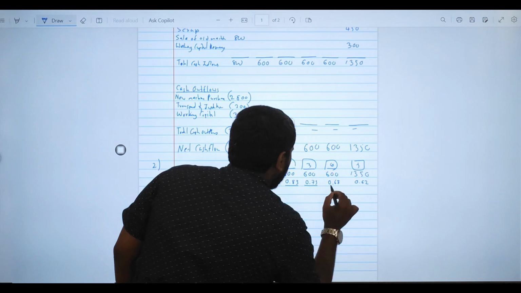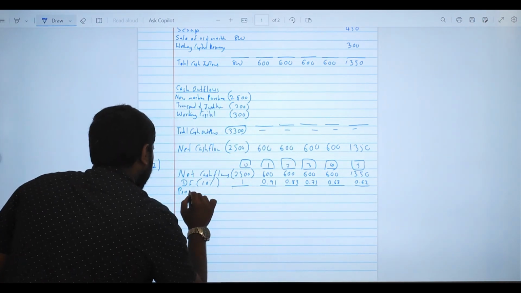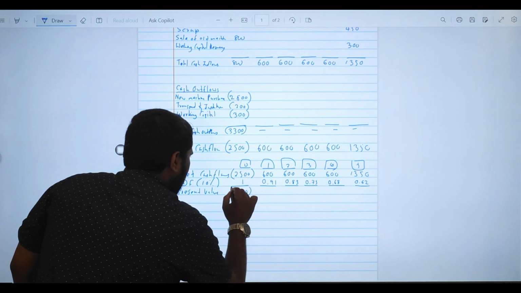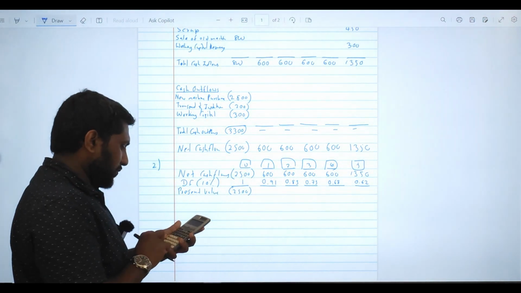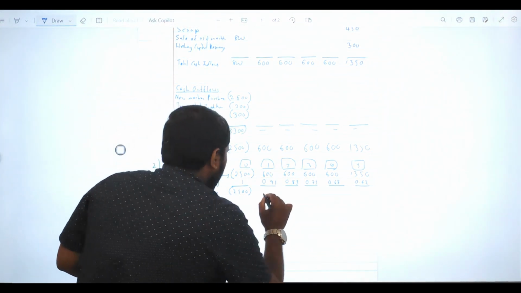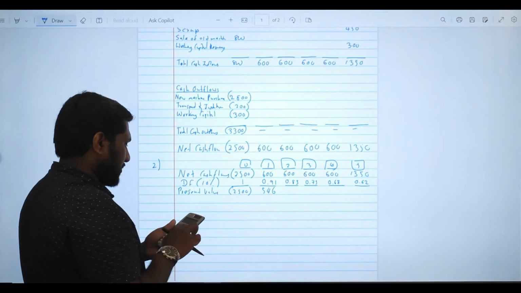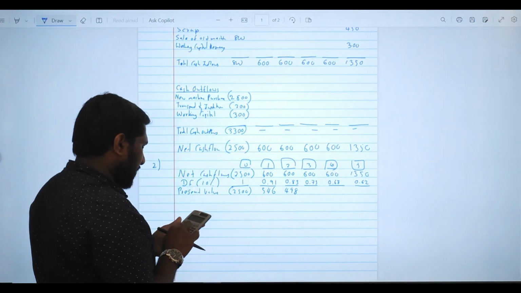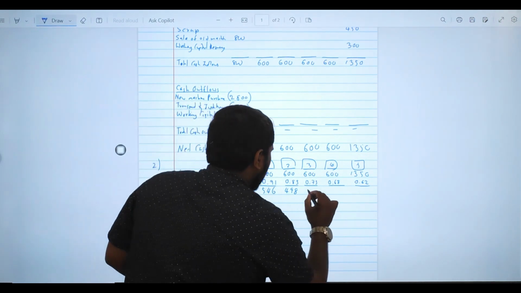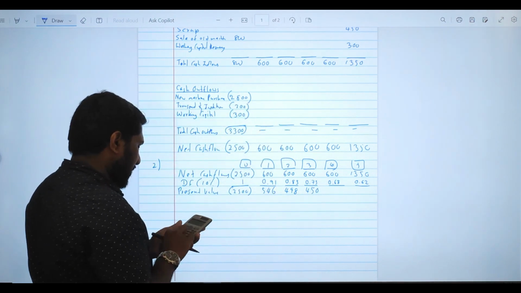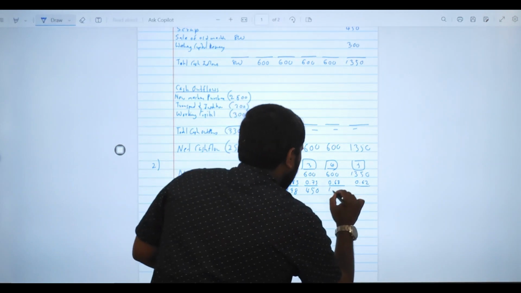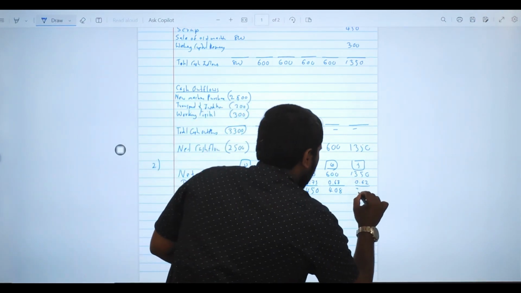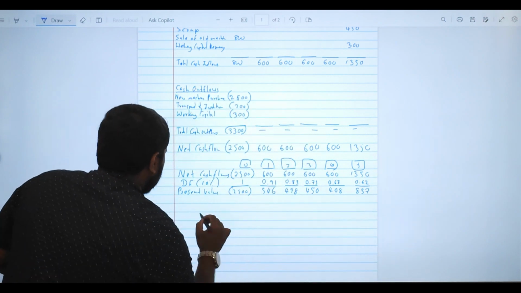So now let's take the present values. Here it is 2500, 600 into 0.91, 546, 600 into 0.83, 498, 600 into 0.75, 450, 600 into 0.68, 408, 1350 into 0.62, 837. So what is the NPV then?